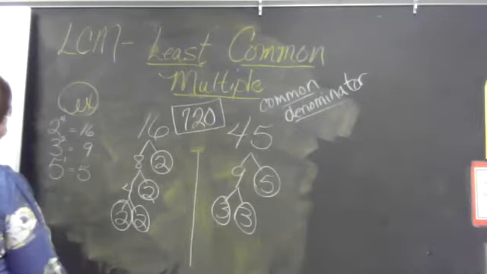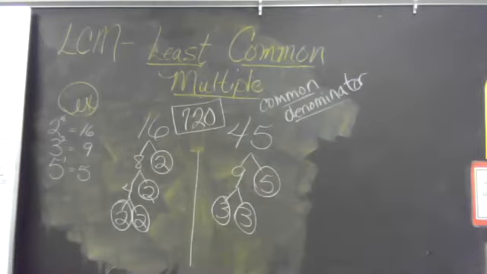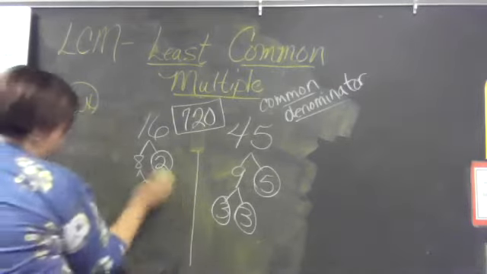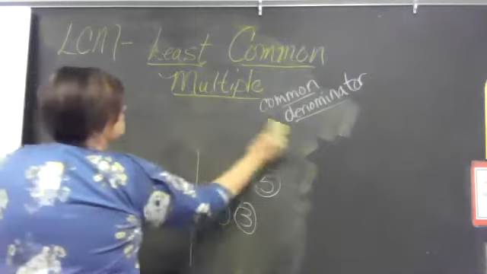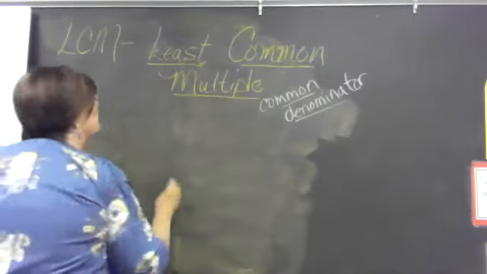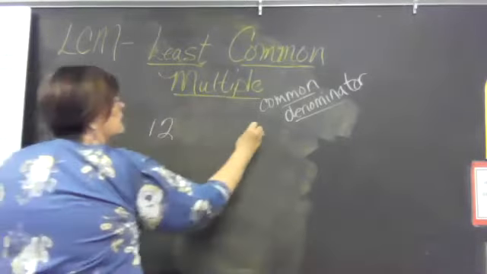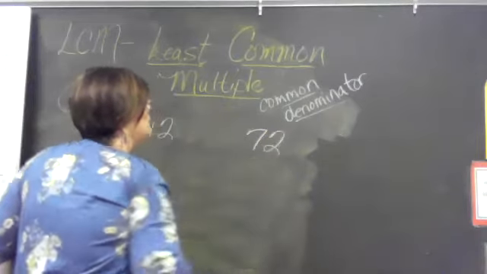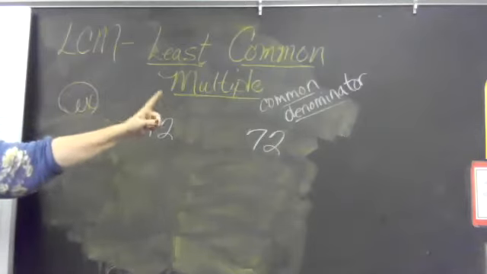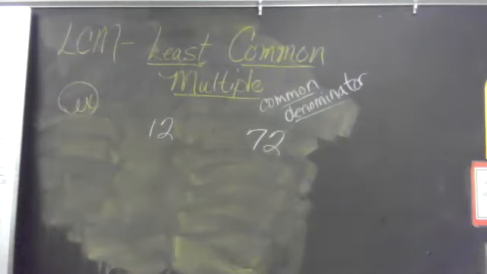Let's do this one. Has everybody got this? All right, let's do this one. How about a common denominator between 12 and 72? I need the least common multiple, which means it's going to be our common denominator that we're going to use in fractions, okay?